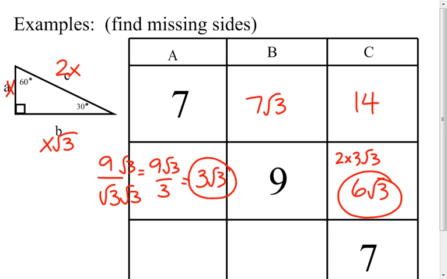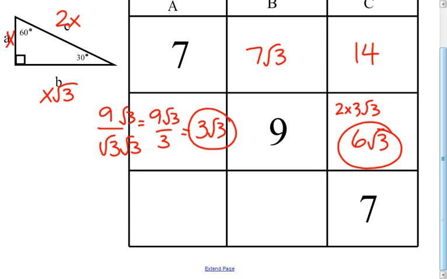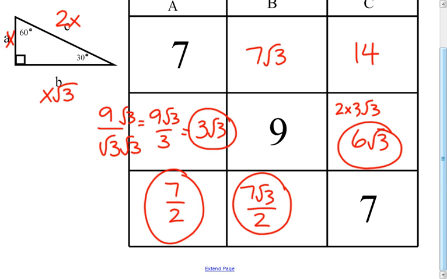Okay? And then the last one, if the hypotenuse is 7, you can go back and find the short leg by cutting it in half. So that would be 7 halves. And then you can find the long leg by taking the short leg times root 3. So 7 root 3 over 2. All right, so those are the special right triangles that we just wanted to remind you of here.